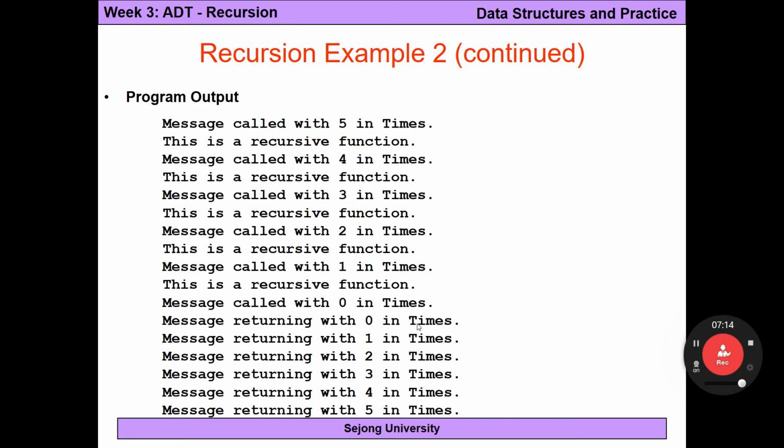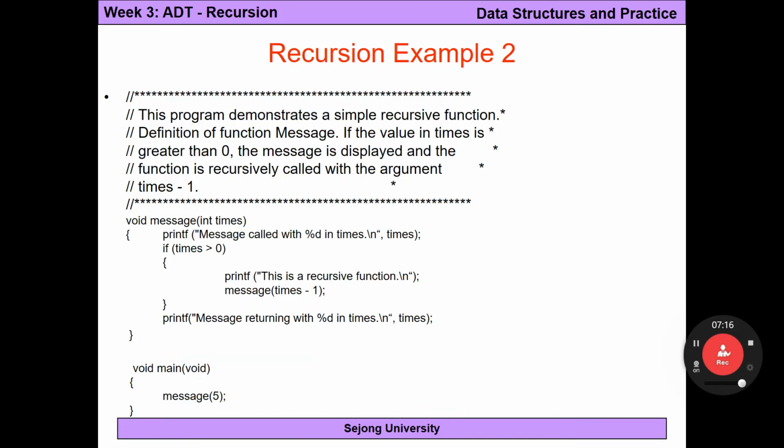So now, when this condition is false, here the message 0, 1 minus 1, it will be 0. So it will be returned back to the previous call. So now it is returning back to the previous call.